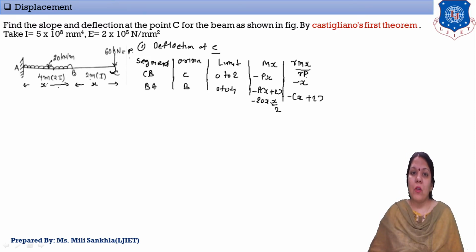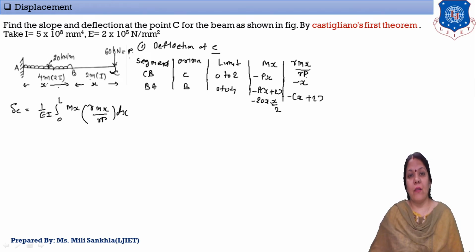Now we find the deflection at C. Deflection at C is equal to 1 by EI, limit 0 to L, Mx and del Mx by del P into dx. Clear? One by one we put the values here. Our first segment is the CB segment, so 1 by EI and the limit is 0 to 2, and my equation of moment is Px, and the second term is minus x, into dx.